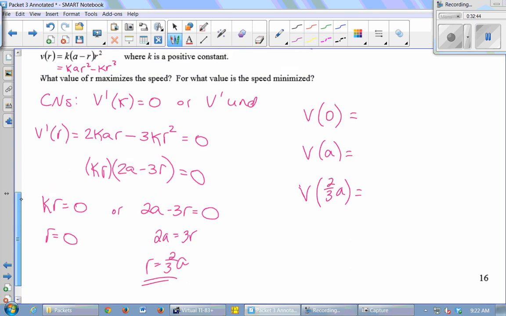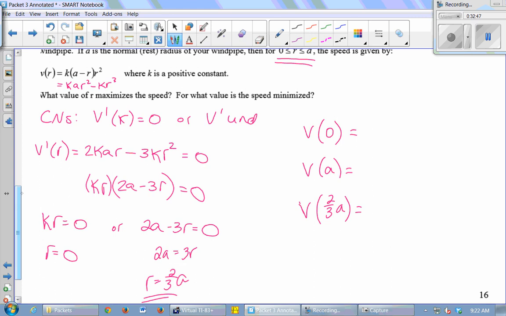Okay, so my velocity at 0, when r is 0, is going to be 0, right? Because I'm plugging in a 0. 0 squared is going to be 0 times whatever else, it's 0. Which makes sense because if your windpipe is completely closed, no air is going to be able to come out. So the velocity is 0. And if I plug in an a, this middle term, the a minus r, replace the r with an a, that whole thing becomes a 0. The whole function becomes 0. Okay, so that makes sense. The speed that air comes out when you're just at a normal resting radius is 0.